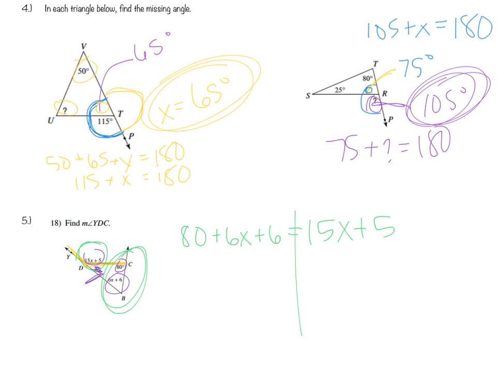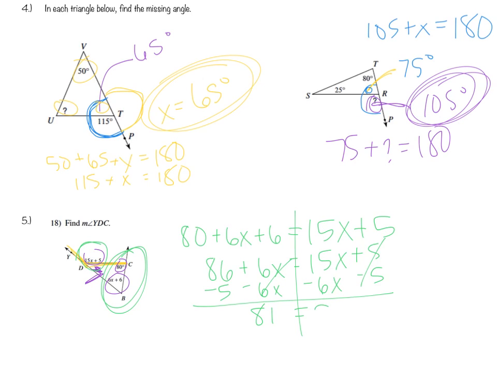So we combine like terms. 86 plus 6x equals 15x plus 5. Subtract 6x from each side. Subtract 5 from each side. And 81 equals 9x. Divide by 9, and x equals 9. Now that we know x, we can figure out this value. So 15 times 9 plus 5 equals 140 degrees.